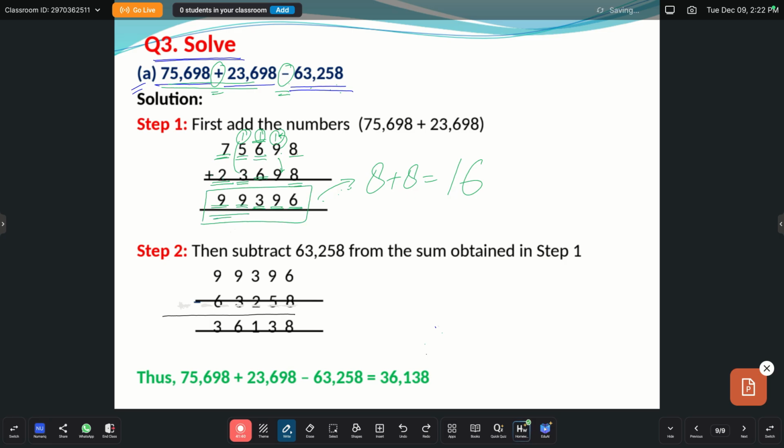And the sum is 99,396. The sum that we got after adding these two numbers is 99,396. Now we will subtract this number from this sum. This will become my minuend now, and this number is the subtrahend.